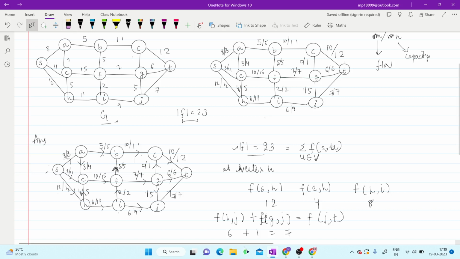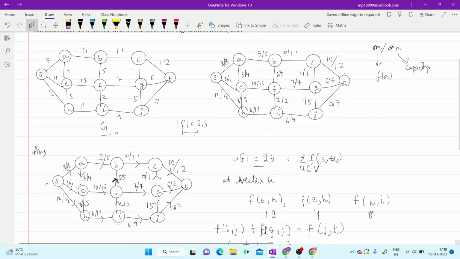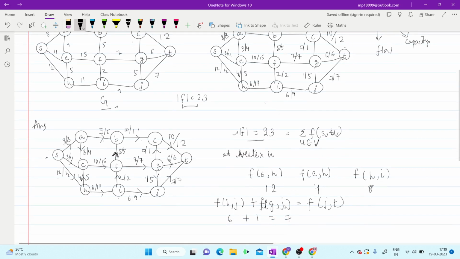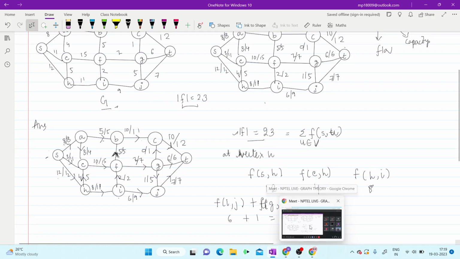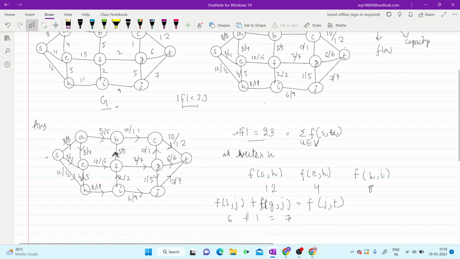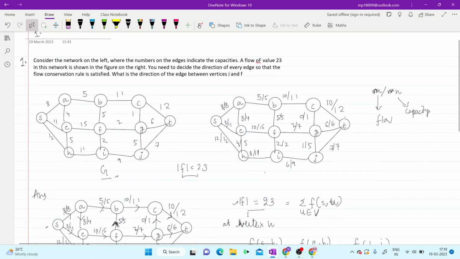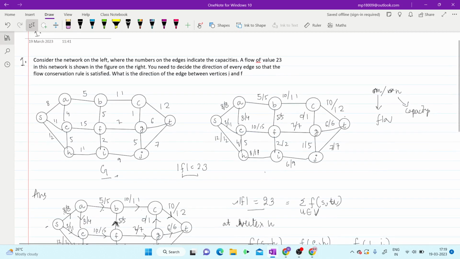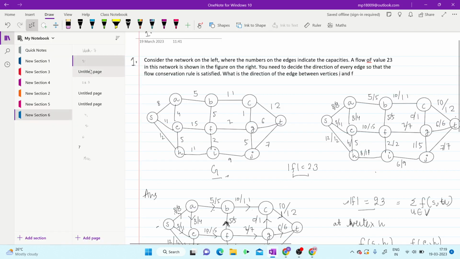So this was our first question. We have given directions to each of the edges, so I think there's no confusion in this. If you have any confusion in the first question, you can ask. Okay, so now let's move on to more concepts.